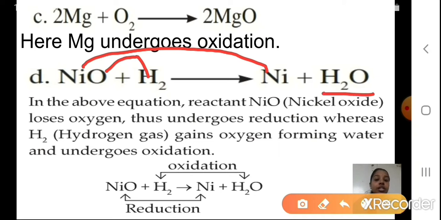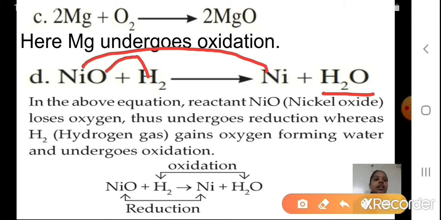Whatever Ni metal has been formed, the oxygen went to the hydrogen and a water molecule is formed. Okay students, now in this reaction you can see both reduction and oxidation are taking place. So is it a redox reaction? Yes, when oxidation and reduction take place simultaneously, it is a redox reaction. So this example you can write for the definition, when it is asked, as the example.